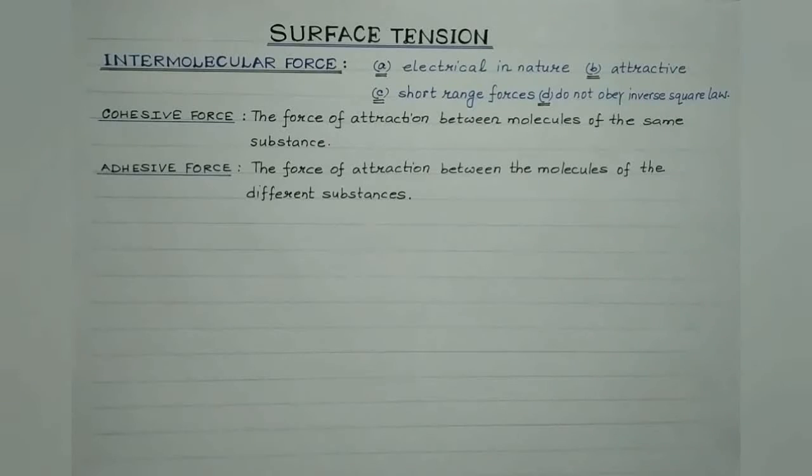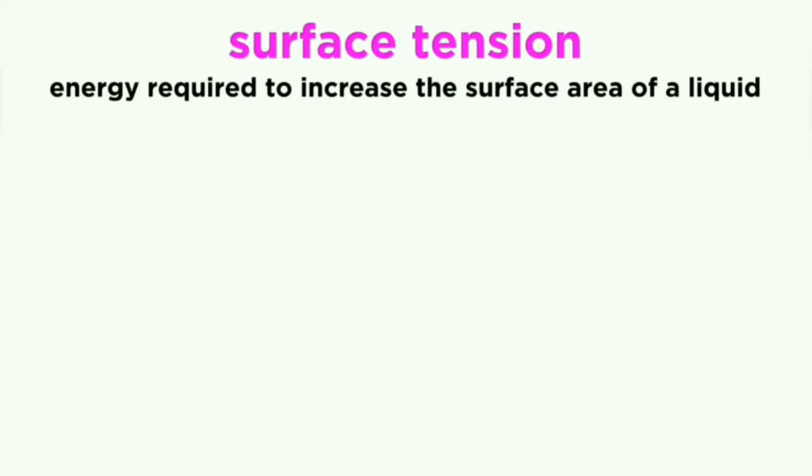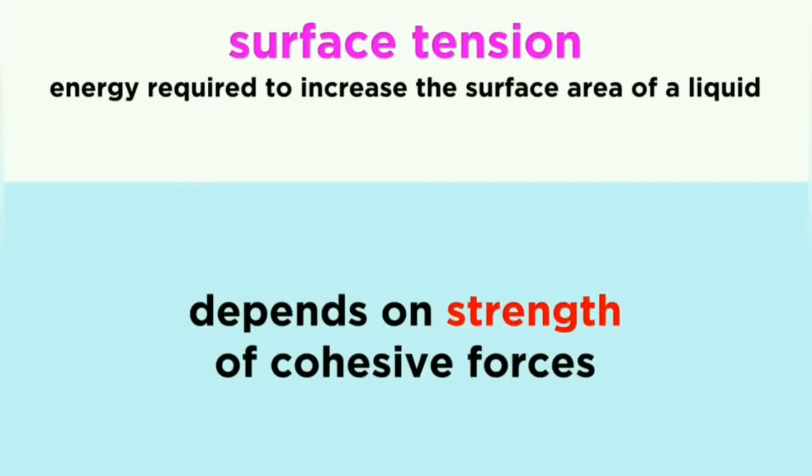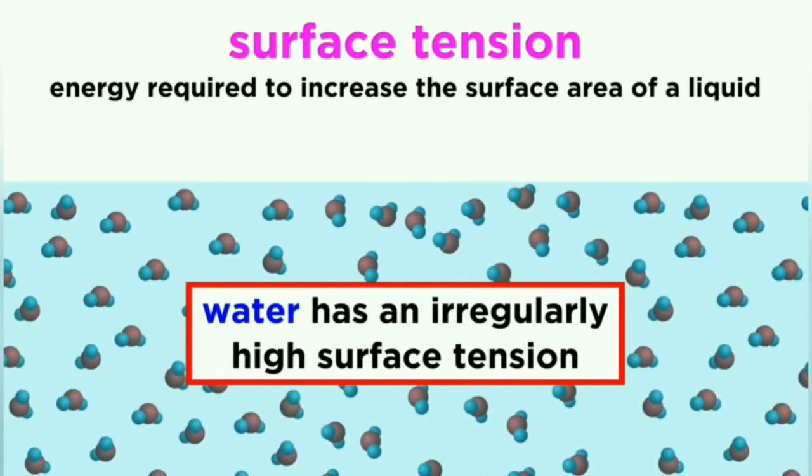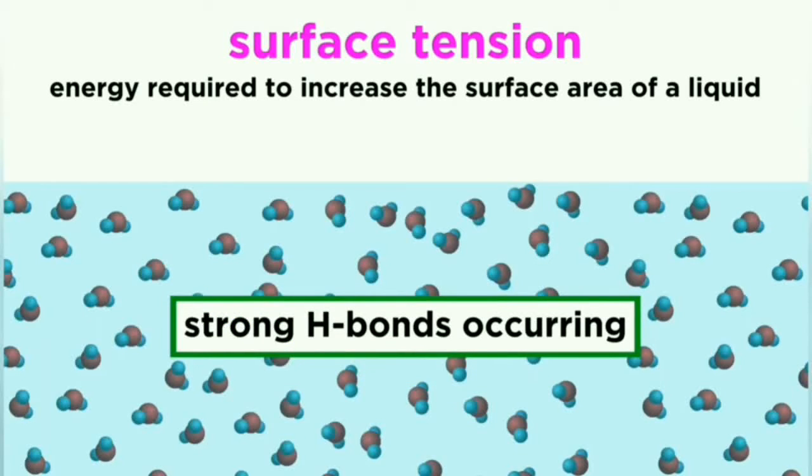Now students, let us discuss surface tension. Surface tension is a phenomenon which is related to cohesive forces. Surface tension is defined as the energy required to increase the surface area of a liquid. This will depend on the strength of the cohesive forces in the liquid. The stronger the cohesive forces, the stronger the surface tension, as any increase in the surface area will necessarily disrupt some of these interactions. Different liquids have different surface tensions, and water has an unusually high surface tension considering the small size of the molecule. This is because of the strong hydrogen bonding occurring.